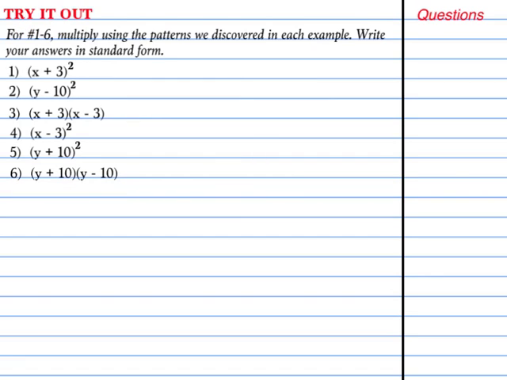So here's our try it out. For numbers 1 through 6, I'd like you to use the patterns that you discovered in each example on the previous pages, and make sure you write your answers in standard form. Now, if you didn't discover any patterns, that's okay. You can still multiply these examples using our standards of either a graphic organizer or FOIL. However, if you did notice patterns, there are some shortcuts to be had here for a faster way to multiply. Go ahead and take a moment, try it out before continuing on to the answer page.